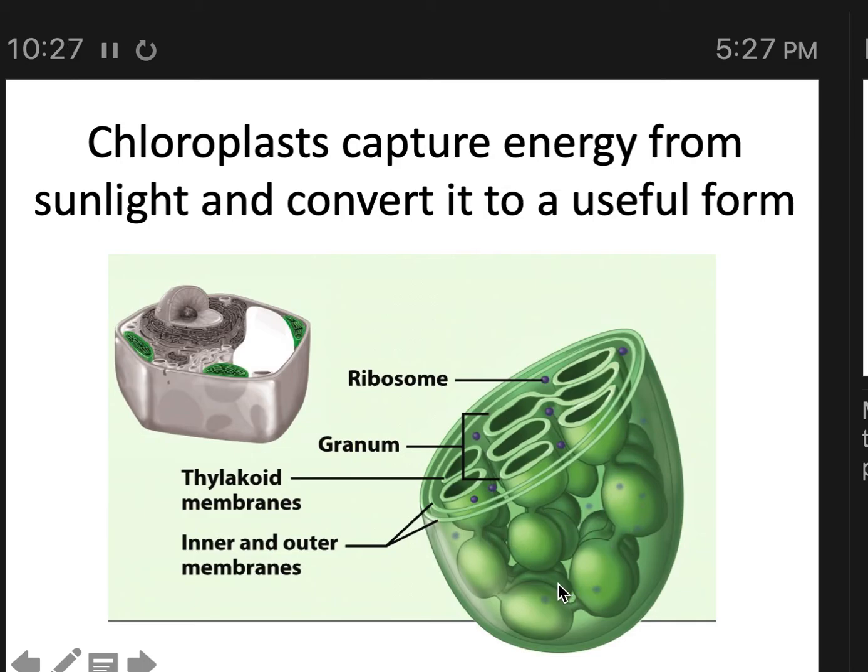Chloroplasts are sort of similar to mitochondria in a way. They have two membranes. They have this outer membrane that's really simple, and then an inner membrane that has a lot of surface area and makes all these complicated structures. Okay.